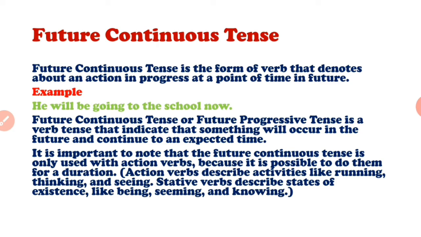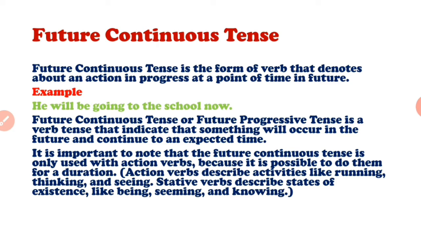It means he will be going to the school. Next, future continuous tense or future progressive tense is a verb tense that indicates that something will occur in the future and continues to an expected time. If you read this statement once again, I think I can assure you, you can understand what is the content in this statement.